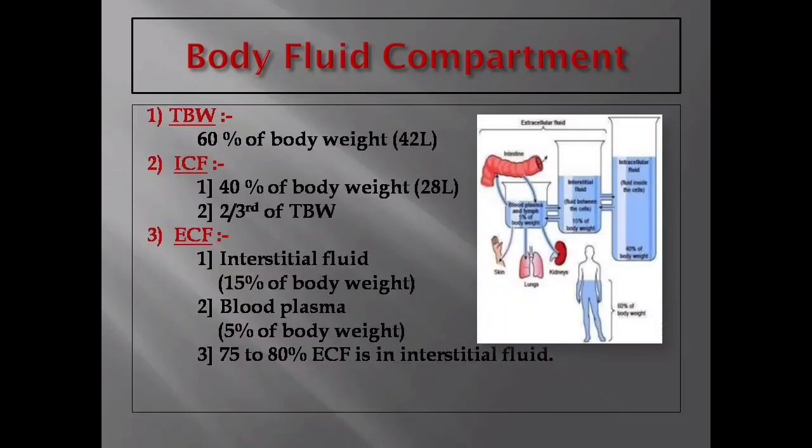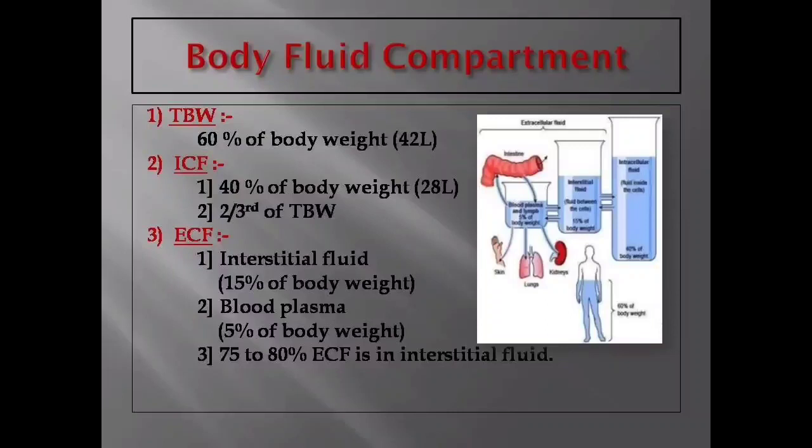Let's see body fluid compartments. First one, TBW, that is total body water: 60% of body weight, that is 42 liters of fluid present in the human body. ICF, that is intracellular fluid: 40% of body weight, that is 28 liters of intracellular fluid present in the human body, that is 2/3 of total body water. ECF, that is extracellular fluid.